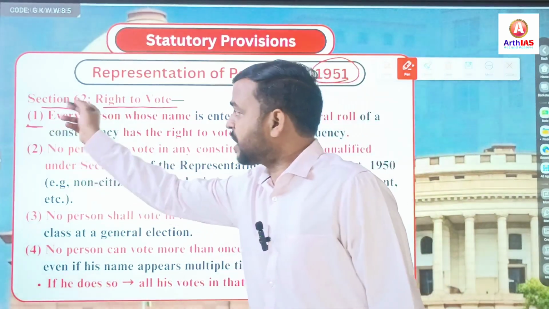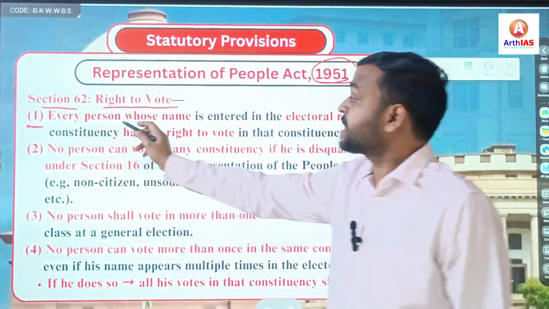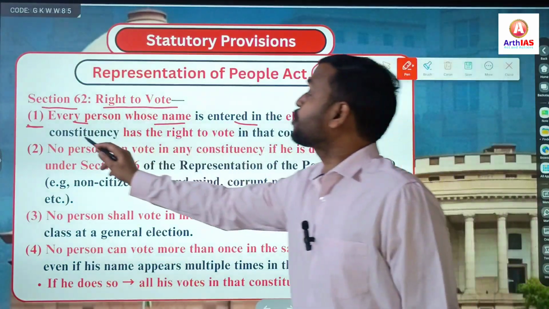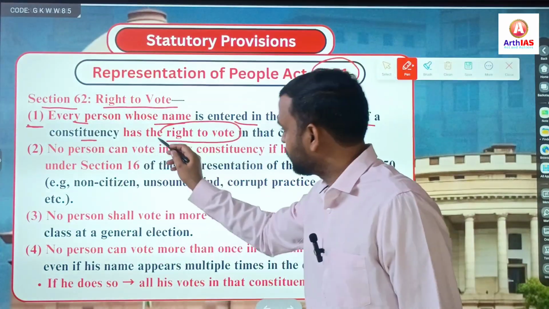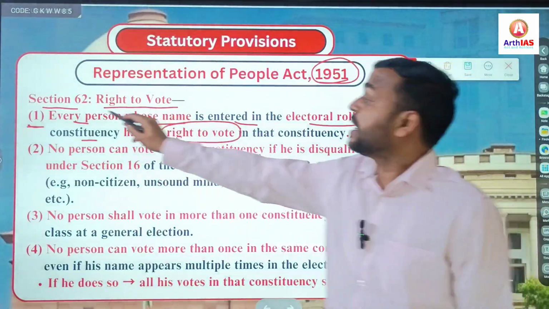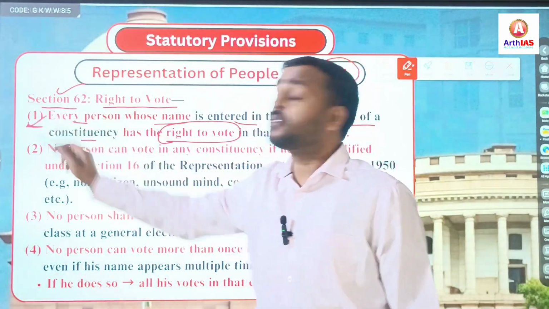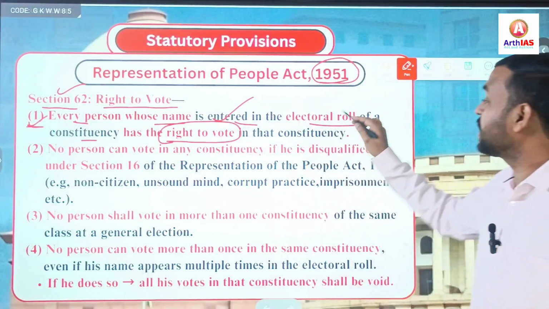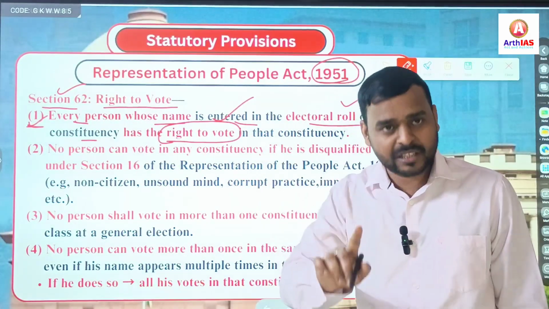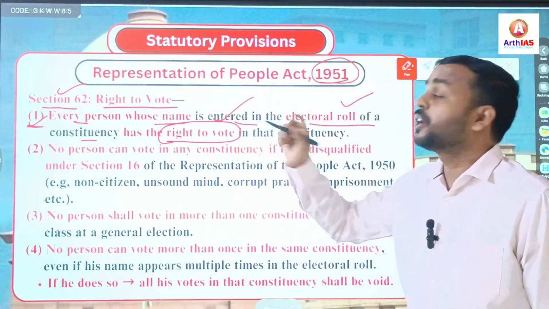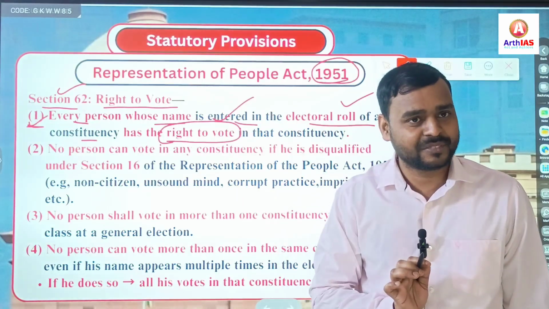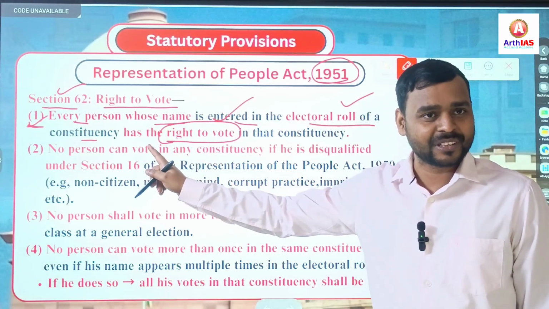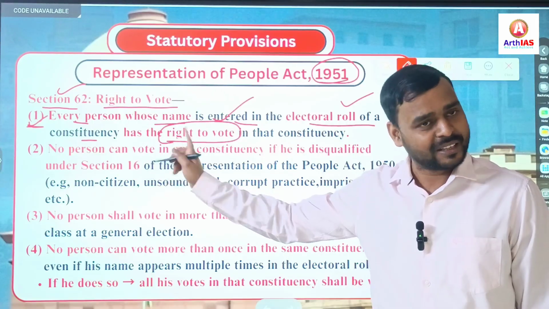Subsection 1 of section 62 says, every person whose name is entered in the electoral roll of a constituency has the right to vote. So you can clearly see section 62, subsection 1 talks about the right to vote. If your name is registered in the electoral roll, means the voters list, you have the right to vote, right? So in that sense, it is a statutory right. Clear?